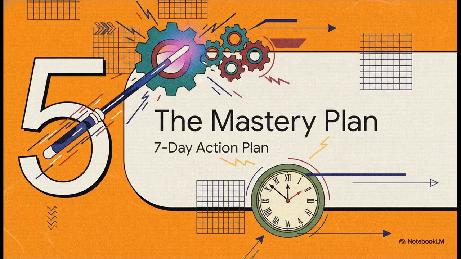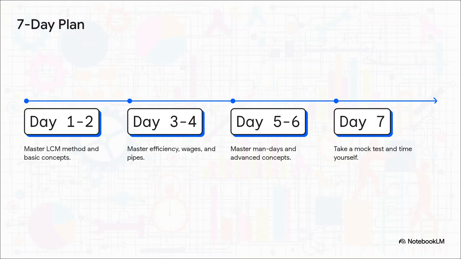Now we're handing the baton over to you. Section 5, the mastery plan. Here is your 7-day action plan. This timeline is a chronological roadmap that guarantees if you follow it, within 1 week, you'll be solving these problems faster than you can even read the questions.